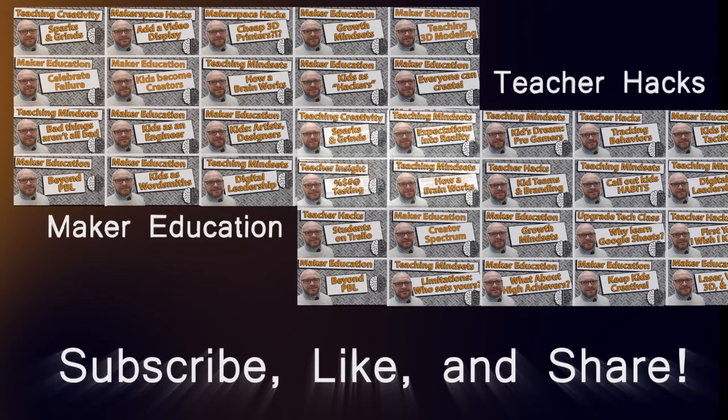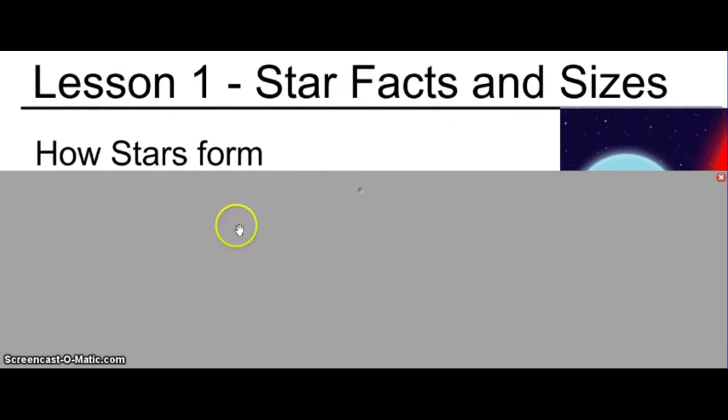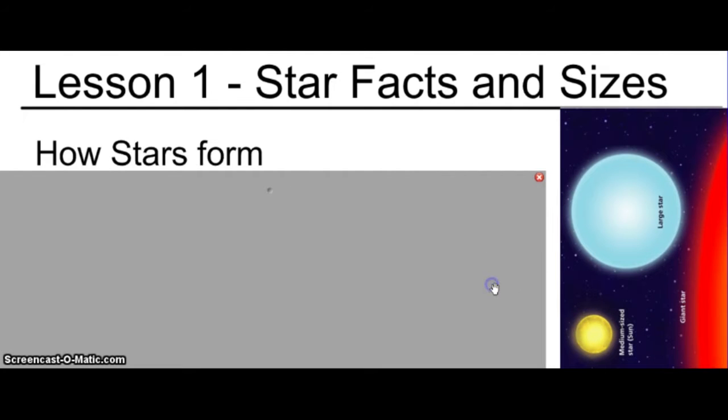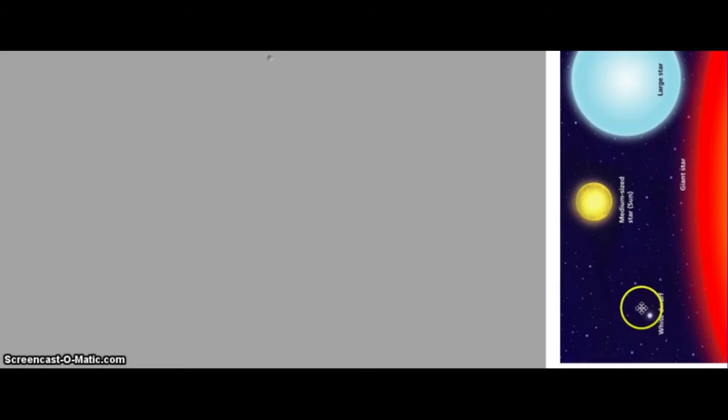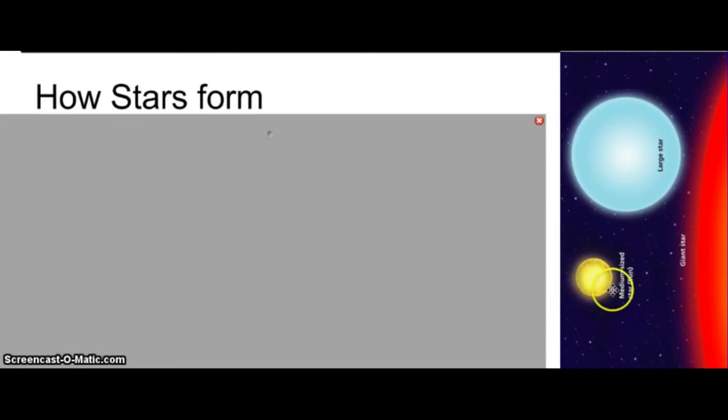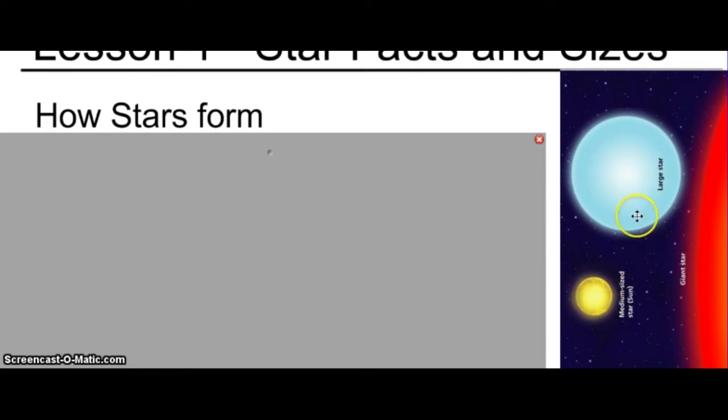Okay, so this is lesson one. Just some introductory star facts and some stuff on the sizes. Remember the star sizes, we have anything from these tiny white dwarfs up to medium-sized stars, kind of like our sun. We get to large stars, and then we get supergiant stars. Stars can have all different sizes.